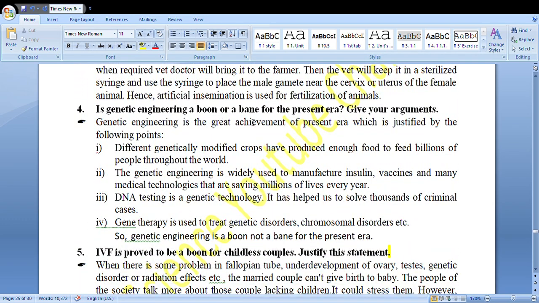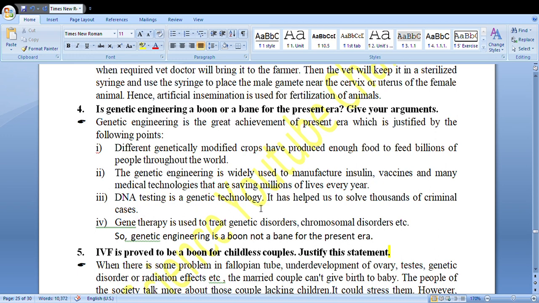Is genetic engineering a boon or ban for the present era? Give your arguments. Genetic engineering is a great achievement of the present era, which is justified by the following points. Different genetically modified crops have produced enough food to feed billions of people throughout the world to fulfill the demand of the increasing population. Genetic engineering is widely used to manufacture insulin, vaccines, and many medical technologies that are saving millions of lives every year.